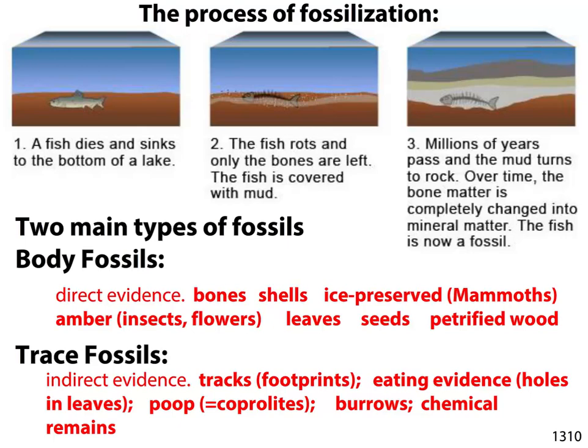So leaves can also be preserved as direct evidence, petrified wood, and so forth. Now, trace fossils are basically indirect evidence of a living critter. So tracks, holes in leaves, burrows, chemical remains, something along those lines. And the reality is when you're dealing with a fossil record, you got to take what you can get because you certainly can't be super picky because there's not a whole lot out there anyway.